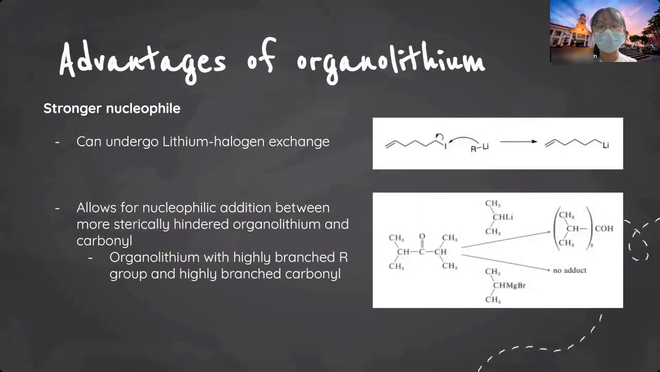So what are some advantages of using organolithium reagents? Because it is a stronger nucleophile, it can undergo this reaction called lithium-halogen exchange, which we didn't really cover in our presentation, but you can see based on the diagram here. Additionally, organolithium reagents allow for nucleophilic addition between more sterically hindered organolithium and carbonyl. So as you can see in this diagram, adding organolithium reagent will give you a product, but Grignard reagent will not.